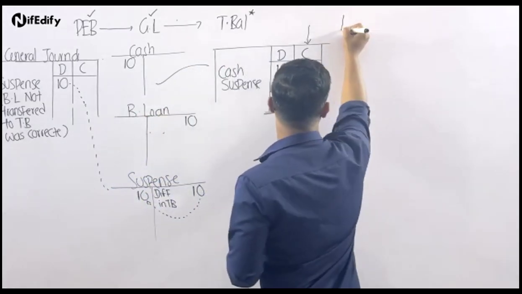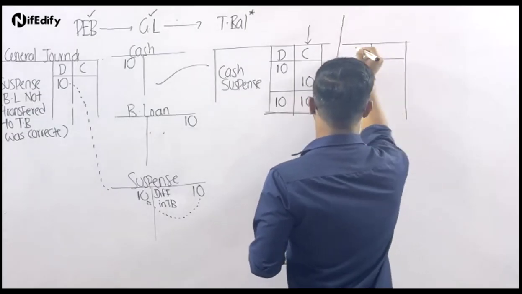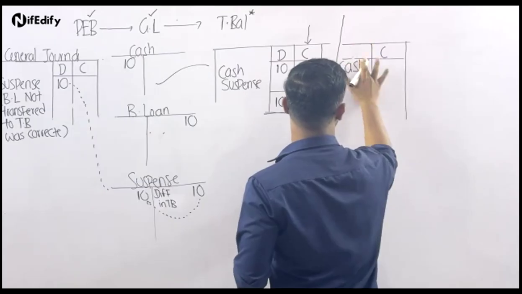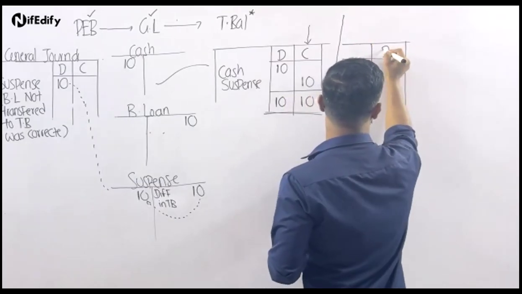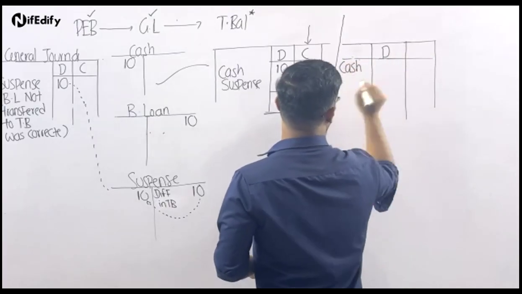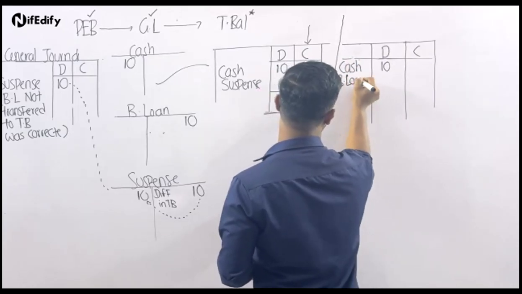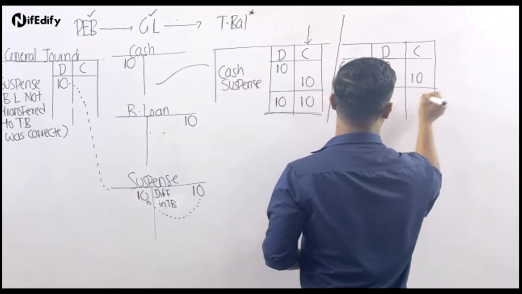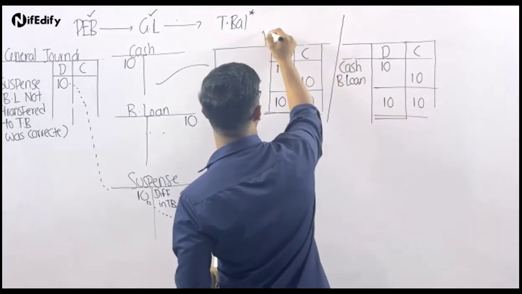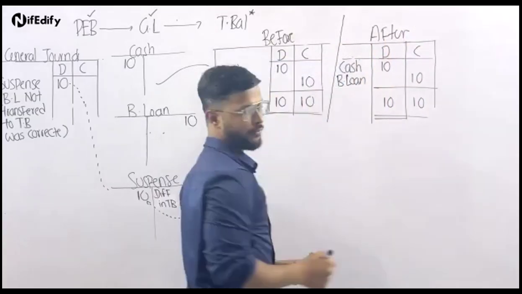So once you correct the error, your TB would look like this. Debit, credit, cash, and then the credit thingy. We've got cash, 10. It was already there. And now instead of suspense, we will have bank loan, credit 10, and my TB will now perfectly get tallied. So this is basically TB before the correction of error. This is TB after the correction of error, right?